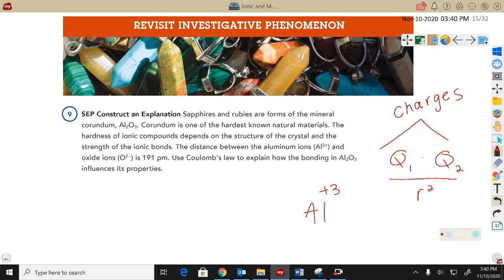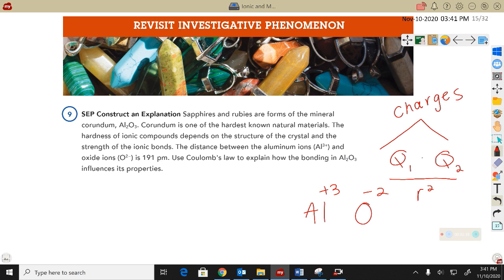Then they also tell me that the oxygen ion is -2 or 2-. Yeah, because oxygen's got 6 valence electrons. It probably now is easier just to gain 2 for a -2 charge. Those are some pretty high charges. Usually we've been looking at ions that are like +1 or -1, +2, -2. Here we've got a +3 and a -2.